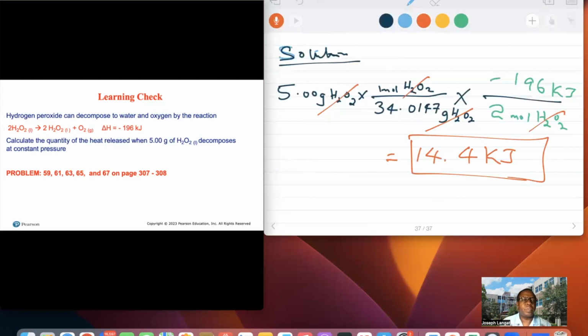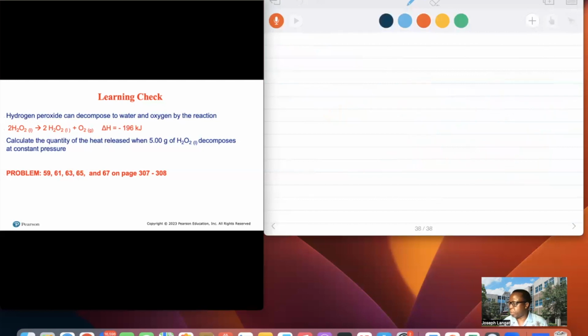when 5 grams of peroxide decomposes. So we are making use of the thermochemical equation. Be careful when you are given a problem with no balanced equation, you need to balance it out. Look at problems 59, 61, 63, 65, 67 on pages 307, 308 on the thermochemical equation and calculation of the quantity of heat released or absorbed.